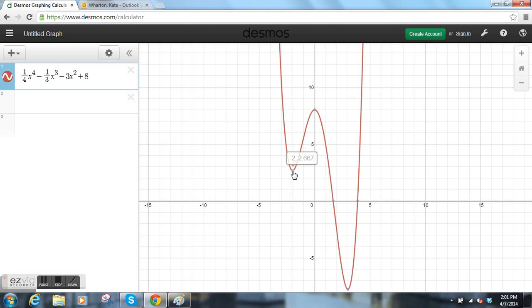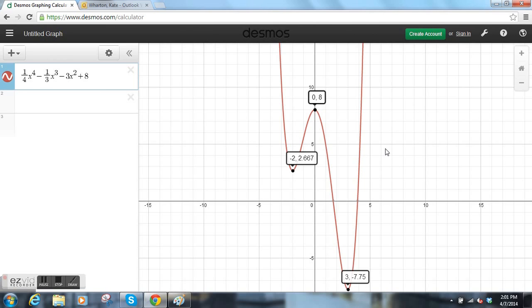So here's one here, right? It changes direction here at -2 and 2.667. It changes direction here at 0 and 8, and it changes direction down here at 3 and -7.75. This one's a minimum because it comes down and then it goes up. That's a relative maximum, and that's a relative minimum. We say relative because it's not actually the maximum because it goes up forever, but it's a relative maximum right here. It went up and then it came down. So it's like a minimum, maximum, minimum.